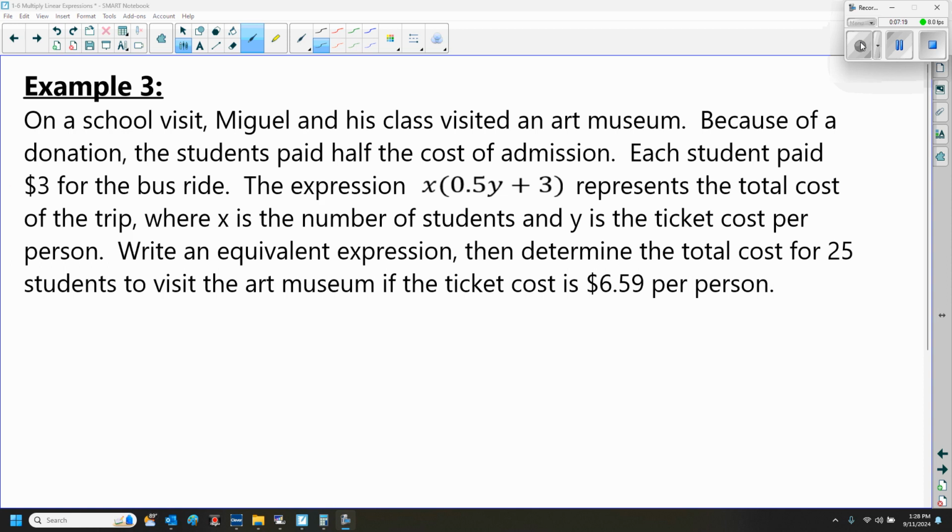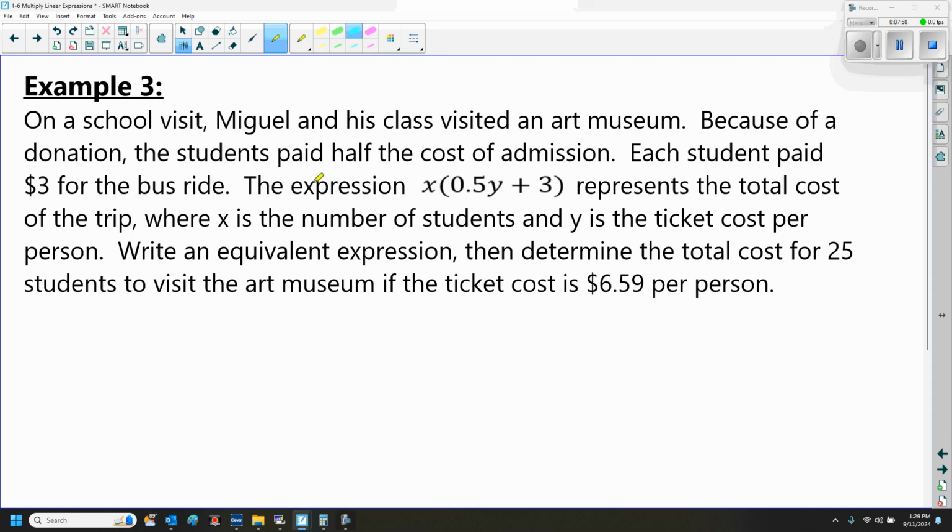All right, example 3 says, on a school visit, Miguel and his class visited an art museum. Because of a donation, the students paid half the cost of admission. Each student paid $3 for the bus ride. The expression x times the quantity 1/2 y plus 3 represents the total cost of the trip, where x is the number of students and y is the ticket cost per person. Write an equivalent expression, then determine the total cost for 25 students to visit the art museum if the ticket costs $6.59 per person.